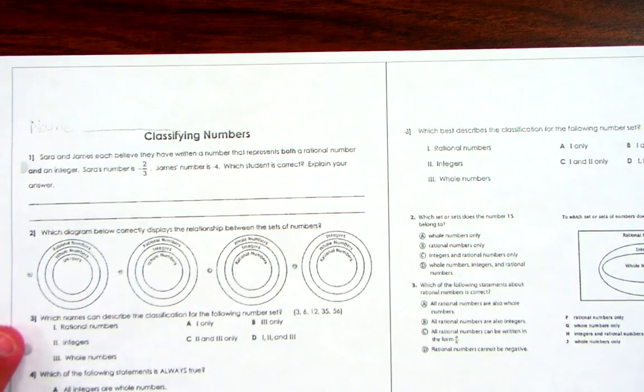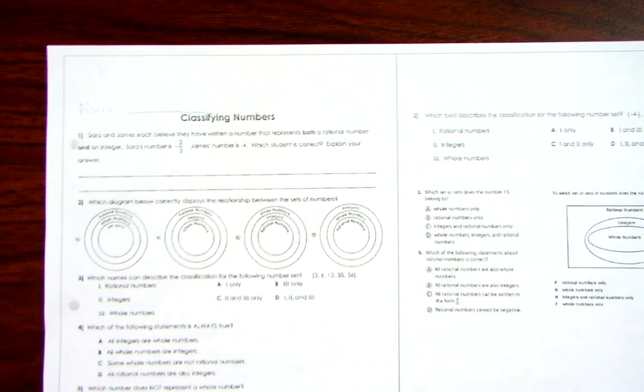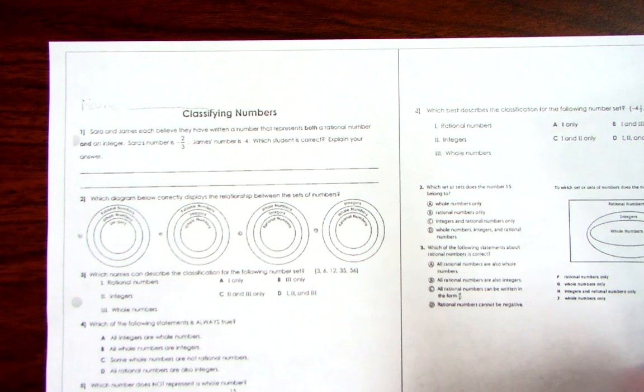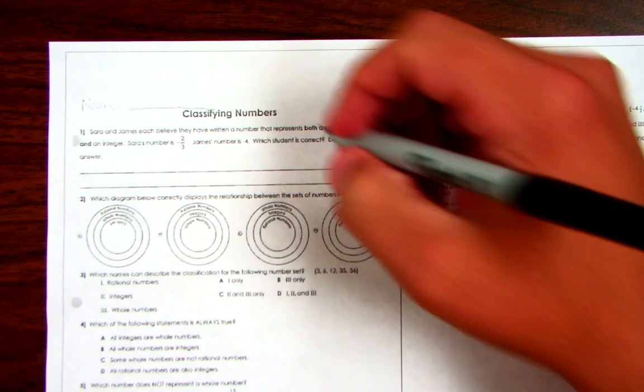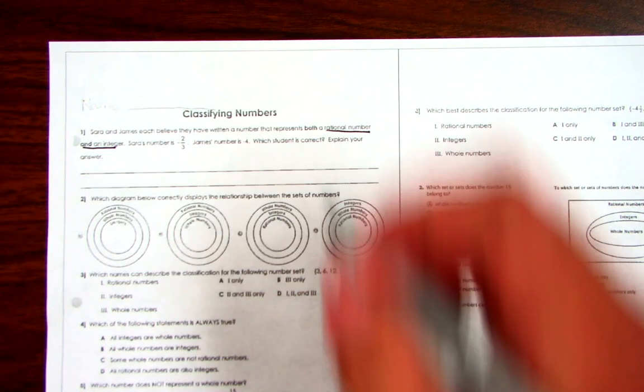Nolan, one more time. Now, these are some practice problems on classifying numbers, so I'm going to do this with y'all so you have something to study. Number one says Sarah and James each believe they have written a number that represents both. It has to be a rational number and an integer.